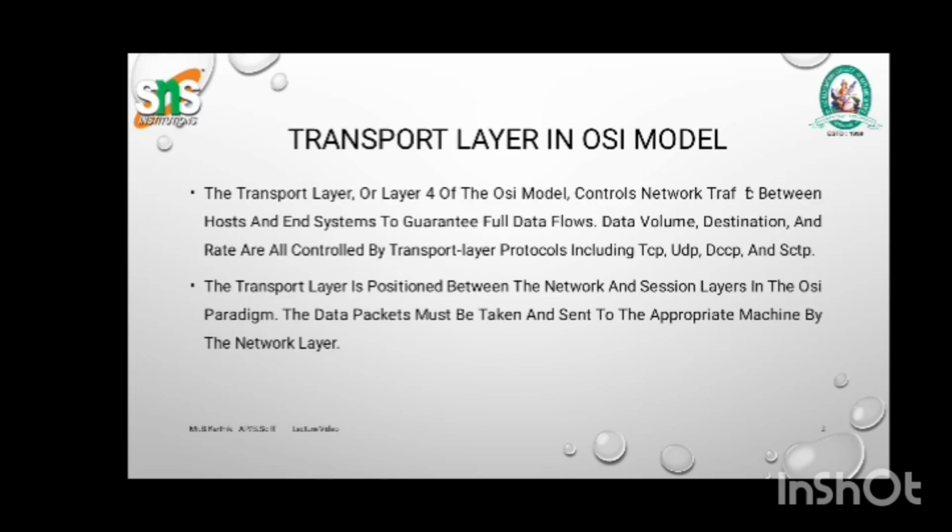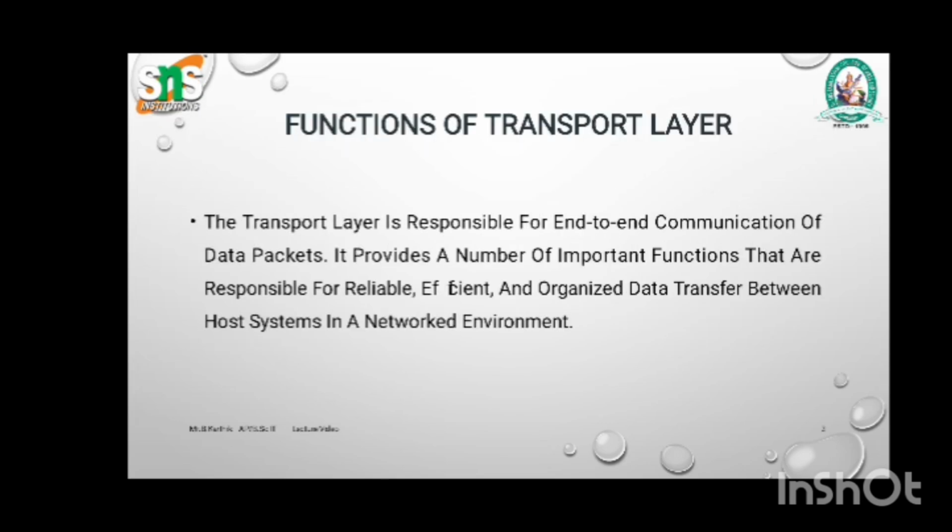The data packets must be taken and sent to the appropriate machine by the network layer. After that, the transport layer receives the packets and looks for faults. Subsequently, it directs them to the session layer of the appropriate computer program. Now, the properly structured packets are used by the session layer to hold the data for applications.